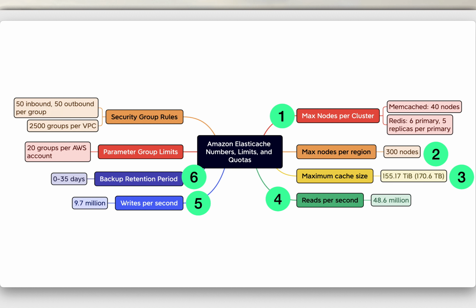6. Backup retention period. Backups can be retained for a period ranging from 0, disabled, to 35 days. 7. Parameter group limits. A maximum of 20 parameter groups are allowed per AWS account by default. 8. Security group rules. There's a limit of 50 inbound and 50 outbound rules per security group, and an AWS account can have a maximum of 2,500 security groups per VPC.